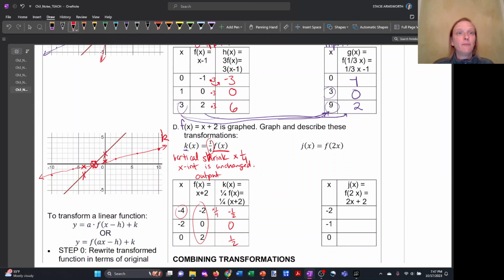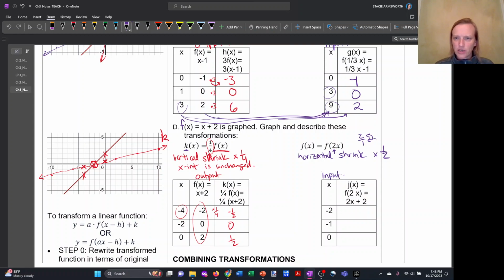Let's look at this J function now. For this J function, notice that the change happens to the input value. I've changed my input value, which means this is going to be some sort of horizontal change. And because horizontal changes in the x direction are always the opposite of what I think, this is going to be a horizontal shrink by a factor not of 2, but, I'm going to flip the fraction again, by a factor of 1/2. So I'm going to have a horizontal shrink by a factor of 1/2.